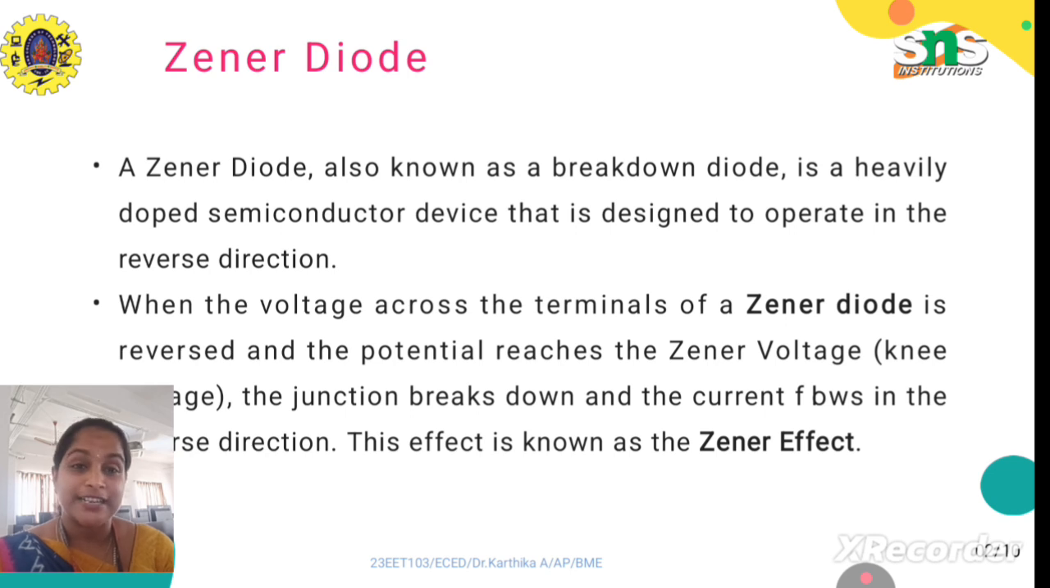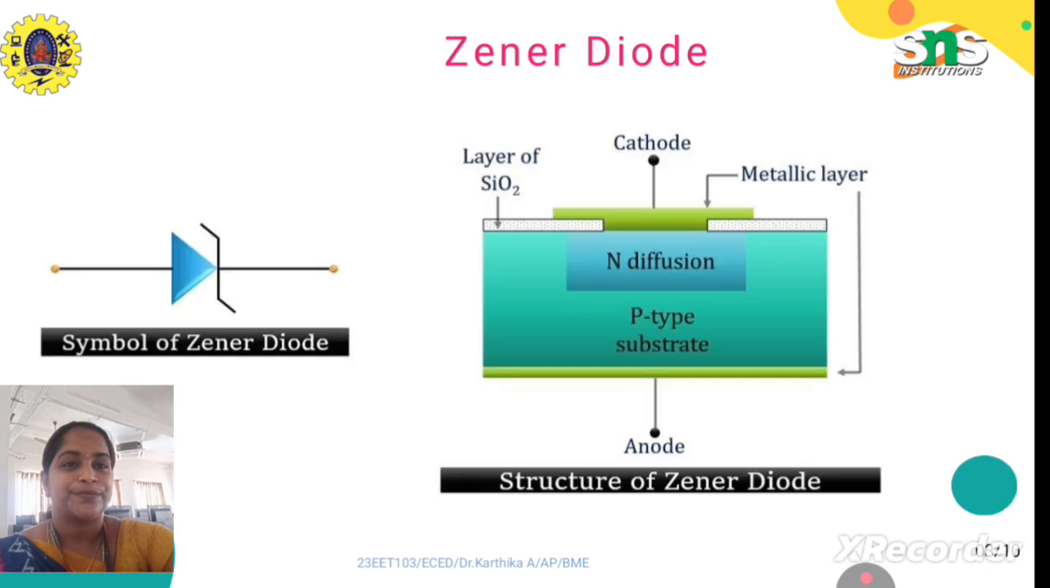A Zener diode is also known as a breakdown diode, which is a heavily doped semiconductor device that is prominently designed to operate in the reverse direction. When the voltage across the terminals of a Zener diode is reversed and the potential reaches the Zener voltage, which is also called the knee voltage, the junction breaks down and the current flows in the reverse direction. This effect is called the Zener effect.